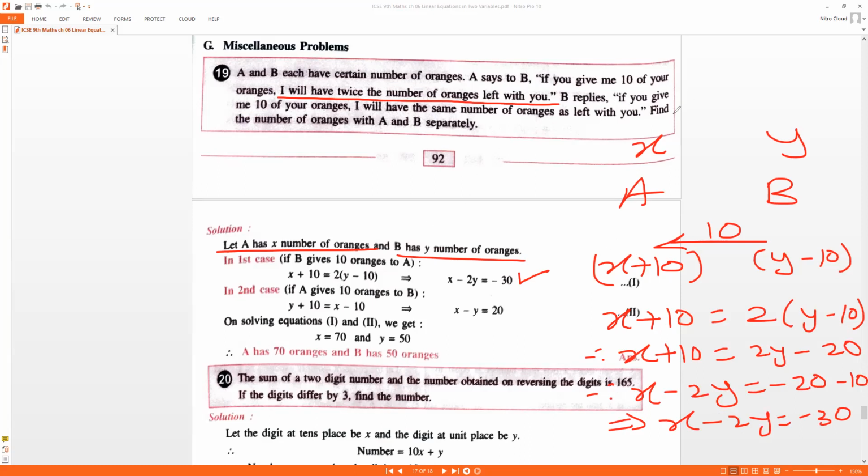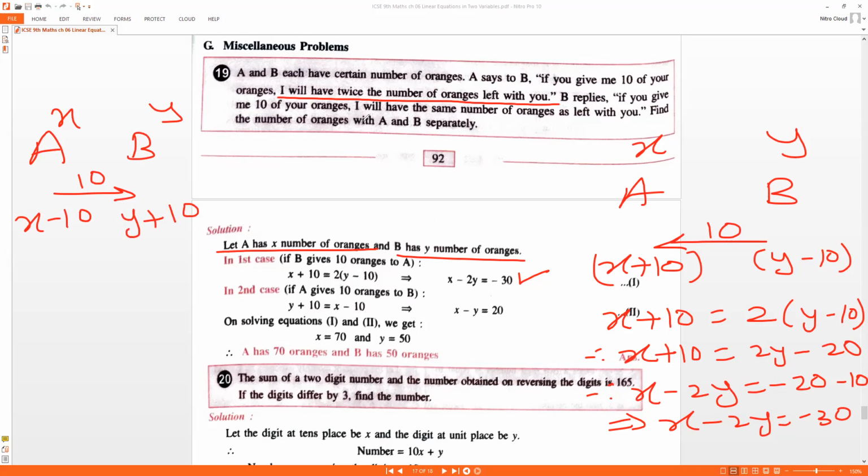Now B replies, if you give me 10 of your oranges, I will have the same number of oranges as left with you. Again, A had X, B had Y. Now if A gives B 10 oranges, A will have X minus 10, right? And B, this is a completely different condition, B will have Y plus 10. Is that clear?